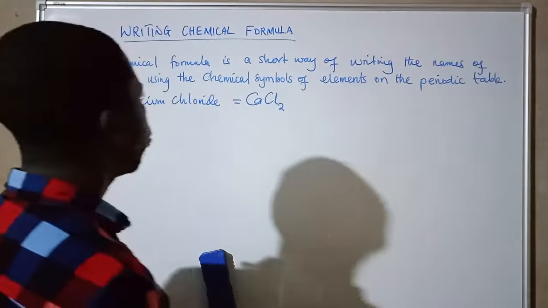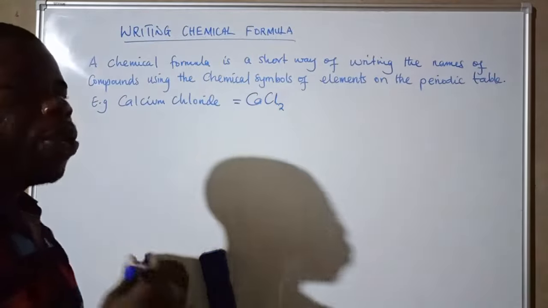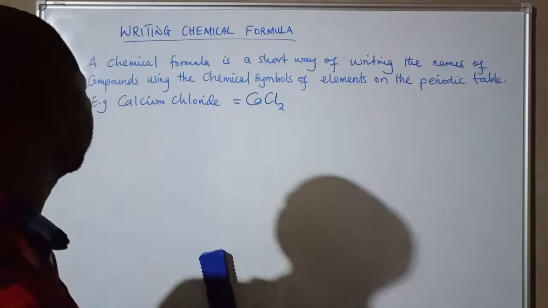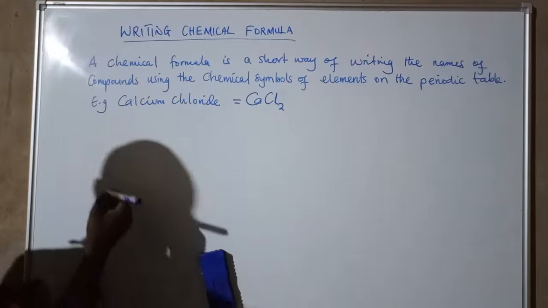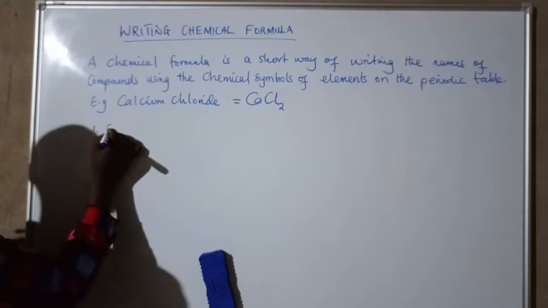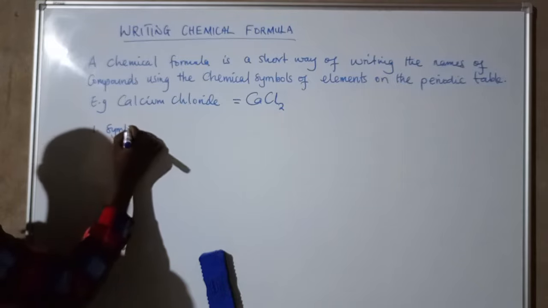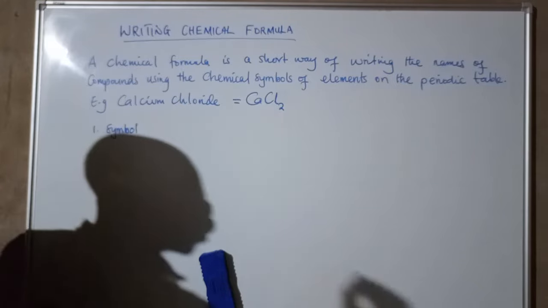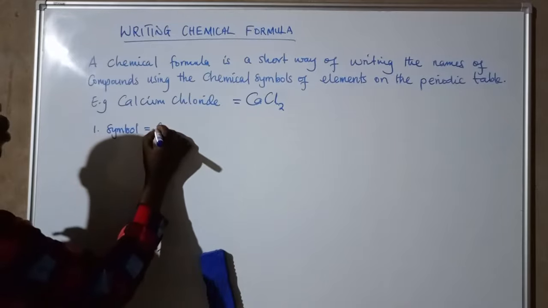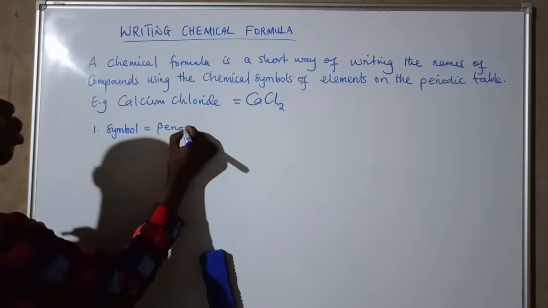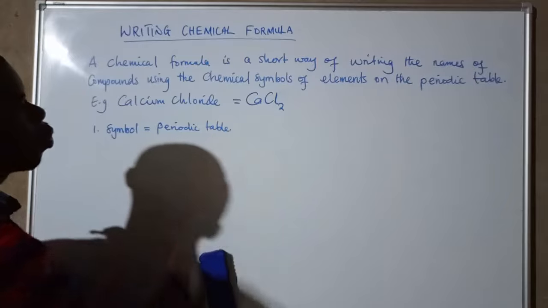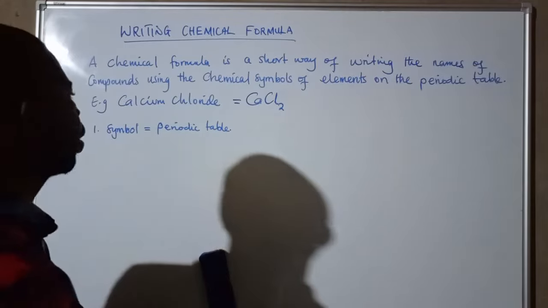Now, when you are writing chemical formula, the following are the requirements. Number one, you need to know the chemical symbols. These chemical symbols, where do you get them? From the periodic table. So you need to get familiar with the periodic table.